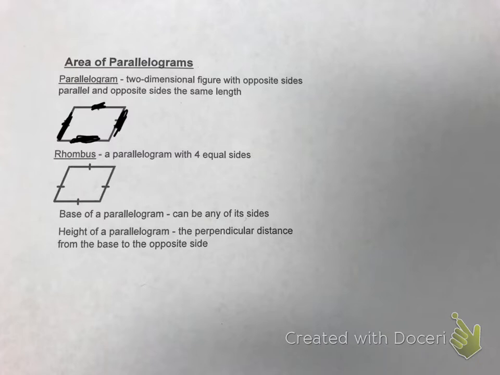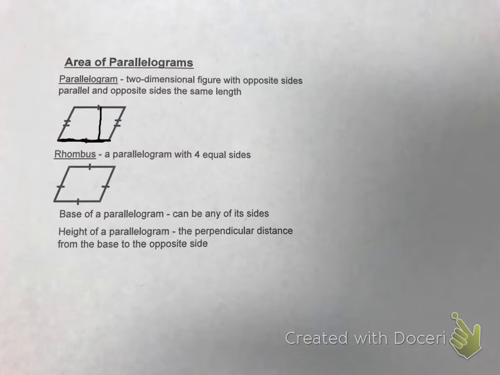A rhombus is a parallelogram that has four equal sides. So it's similar to a square, but there's no right angles. The base of the parallelogram can be any of its sides, and then whatever side is perpendicular, the perpendicular distance from the base to its opposite side is the height. So for example, if we were looking at this parallelogram here on the top, if we're saying that this is the base, then the distance from this side to this side would make up the height.